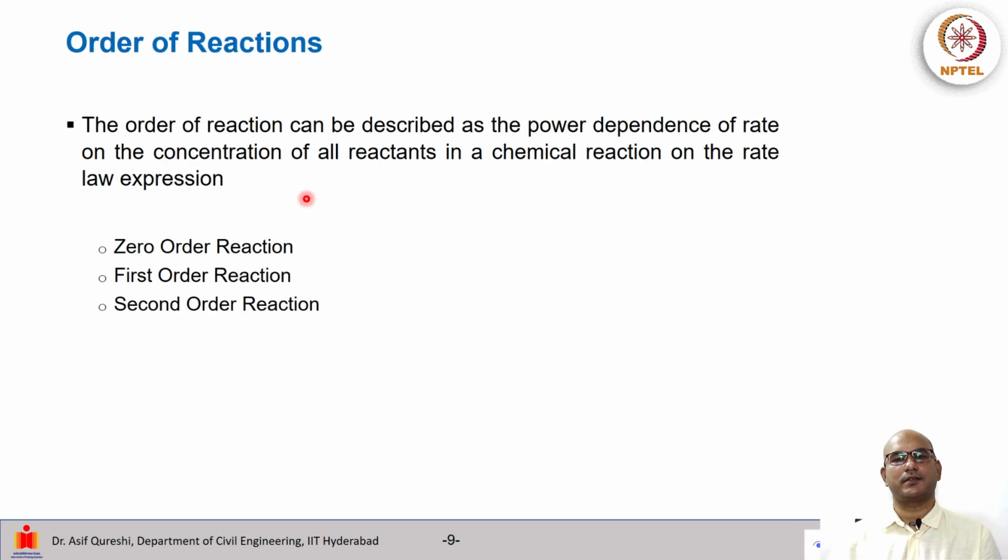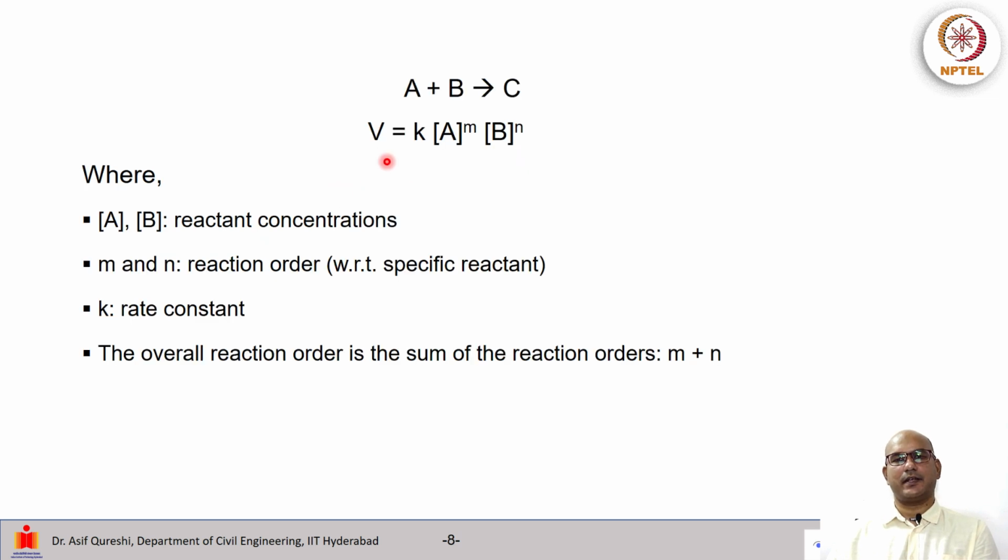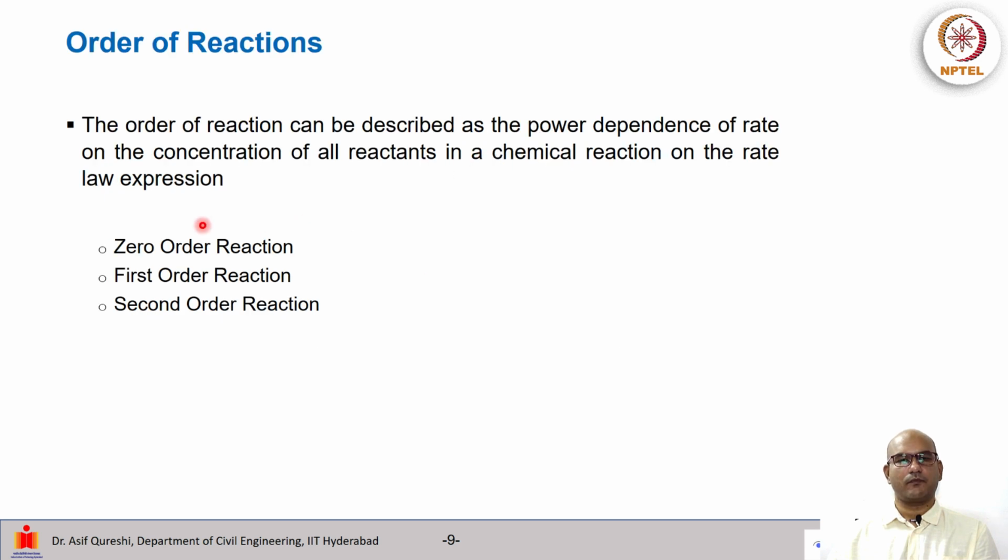Now, this order of reactions will basically define the power dependence of the rate on the concentration of all the reactants in a chemical reaction in a rate law expression. So, how is the rate dependent on the concentrations of the reactants here? We will look at three common types of reaction orders, and we can have n number of orders similarly. So, it is 0 order, first order, and then second order. What does it mean?